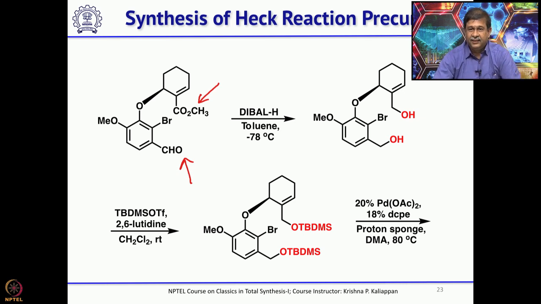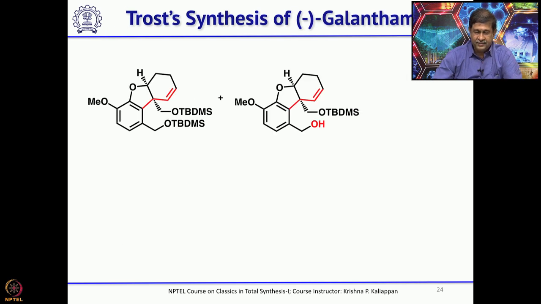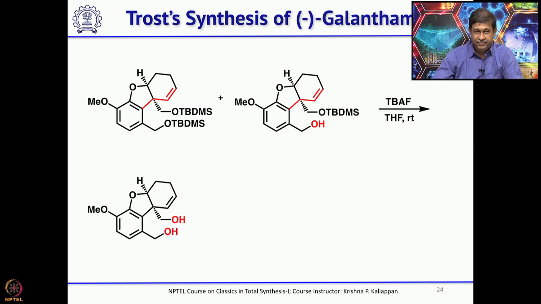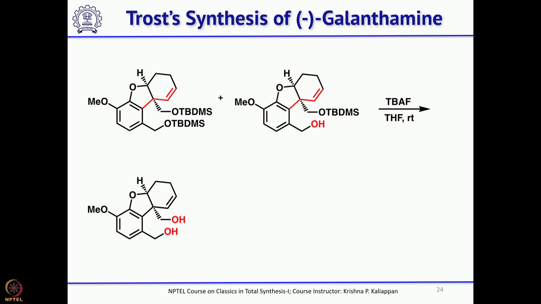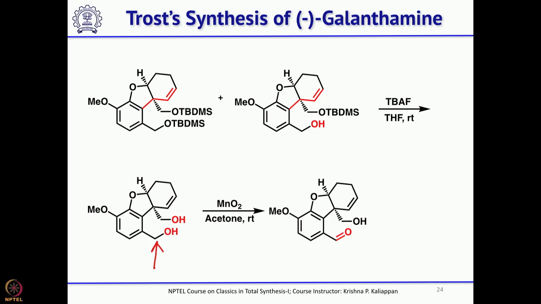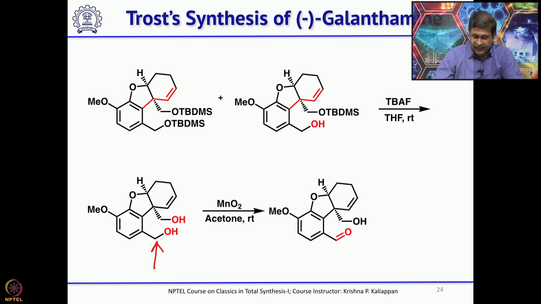Now this asymmetric Heck reaction was done with palladium acetate, a phosphine ligand like dicyclohexylphosphinoethane, and in the presence of proton sponge. So this Heck reaction took place, and during the Heck reaction, one of the TBDMS also got cleaved. Does not matter, remove both with TBAF, you get the diol. Okay. As I said, this benzylic alcohol can be selectively oxidized. So that was done with manganese dioxide to get the aldehyde.